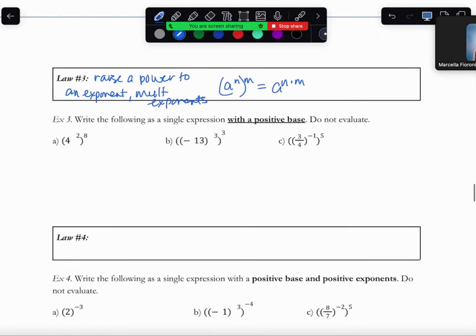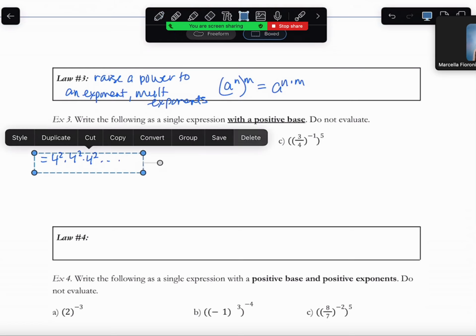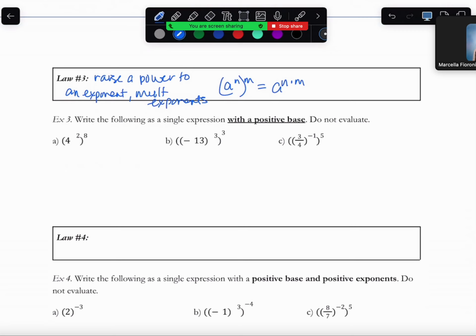And when we think about it this way, this is 4 squared times 4 squared times 4 squared, 8 times. It's getting to a stage where it's probably a little much to write it all out. But what we can see is if we repeat the multiplication, 4 to the power of 2, 8 times, I'm going to end up with 16 4s. So I can just go ahead and write it as 4 to the power of 16. All right. The next one, we can just multiply the exponents. 3 times 3 is 9.